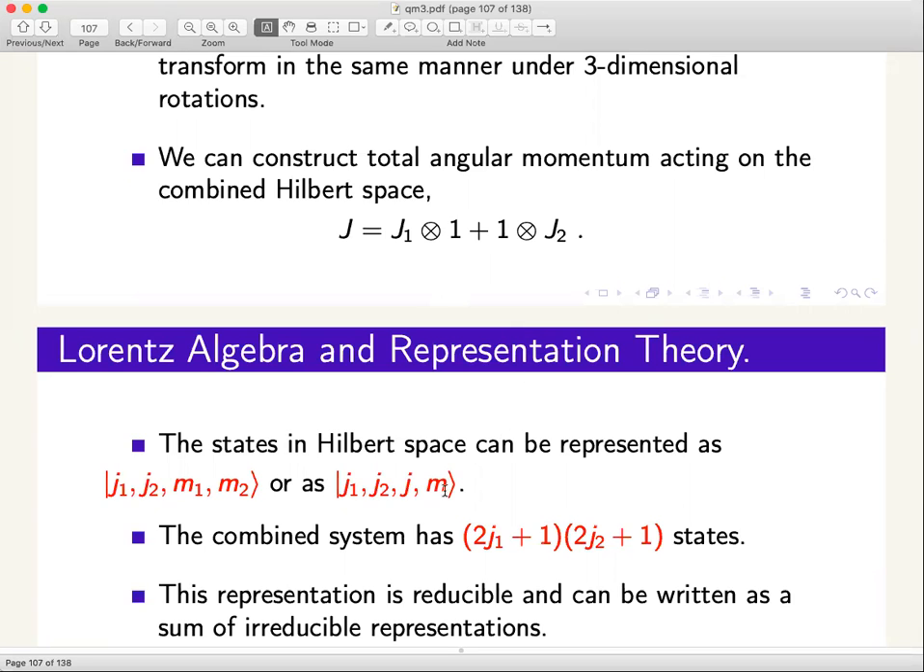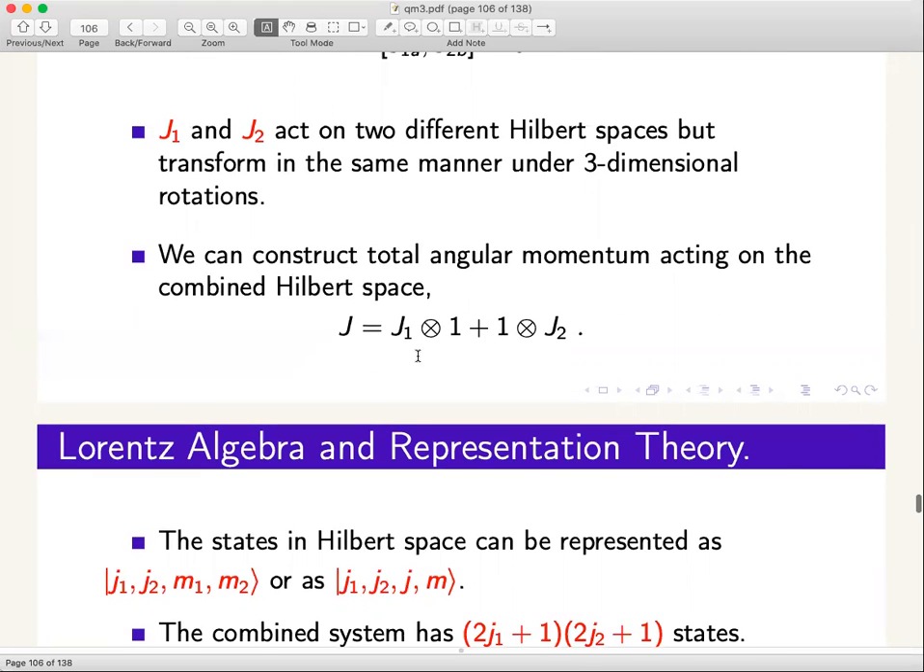So one of the exercises that we do in quantum mechanics is, yes? Please explain the J is equal to J1 cross 1 plus 1 cross J2. Yeah. So all I was saying was that J1 has its own Hilbert space, and J2 has its own Hilbert space. So J1 acts on a Hilbert space which is different from the J2 Hilbert space.